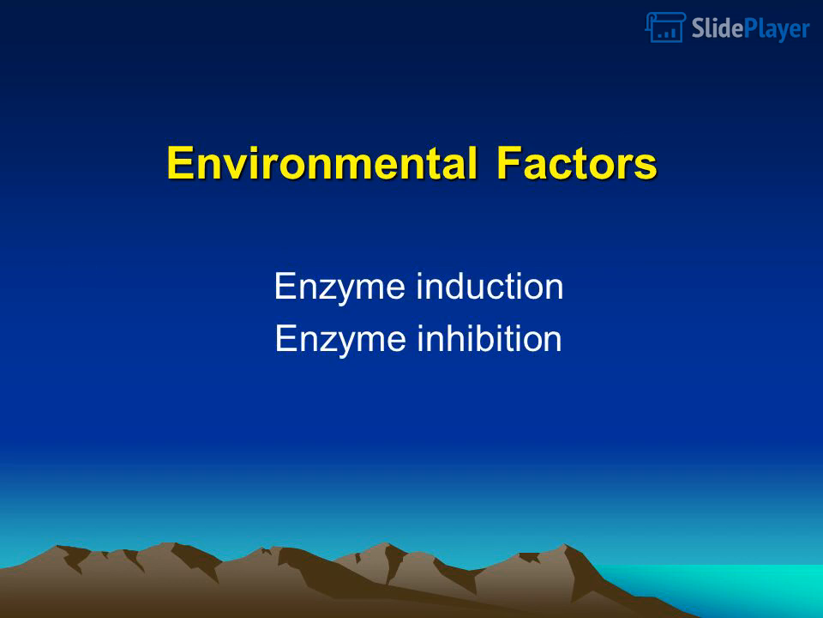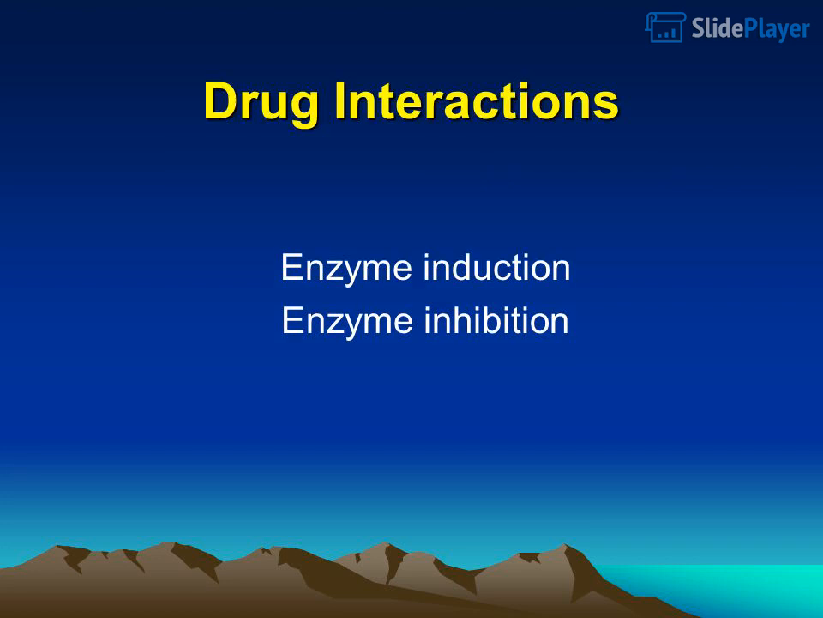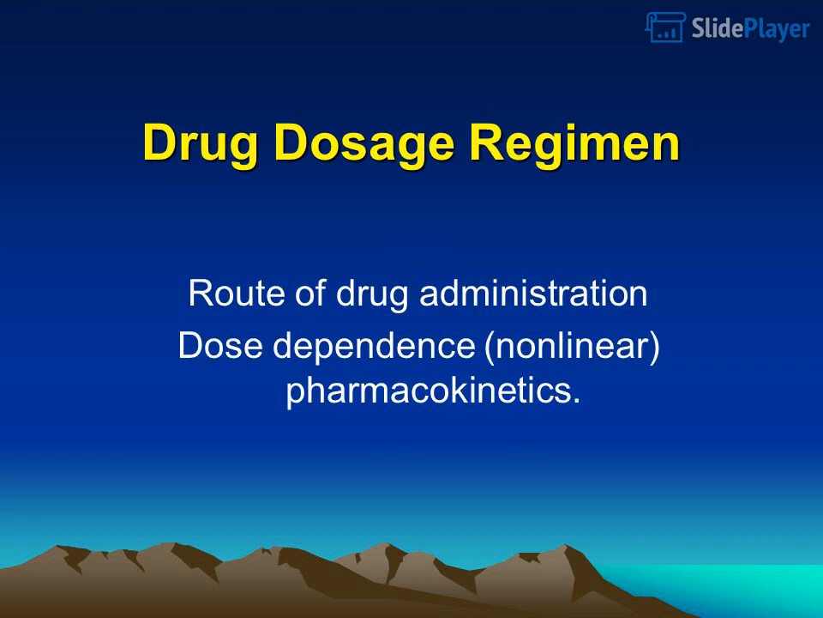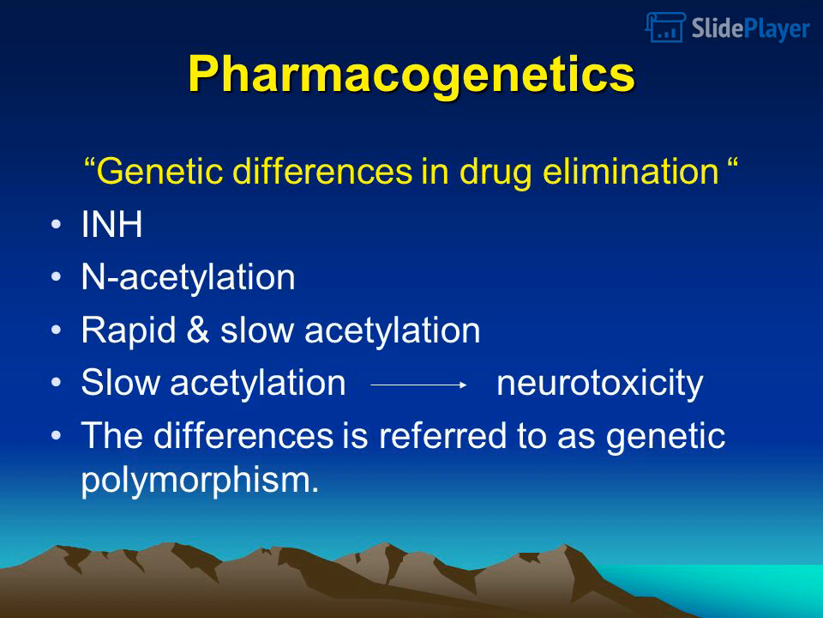Environmental factors: enzyme induction and enzyme inhibition. Drug interactions: enzyme induction and enzyme inhibition. Physiologic conditions: age, gender, diet and nutrition, and pathophysiology. Drug dosage regimen: route of drug administration, and dose-dependent, nonlinear pharmacokinetics.